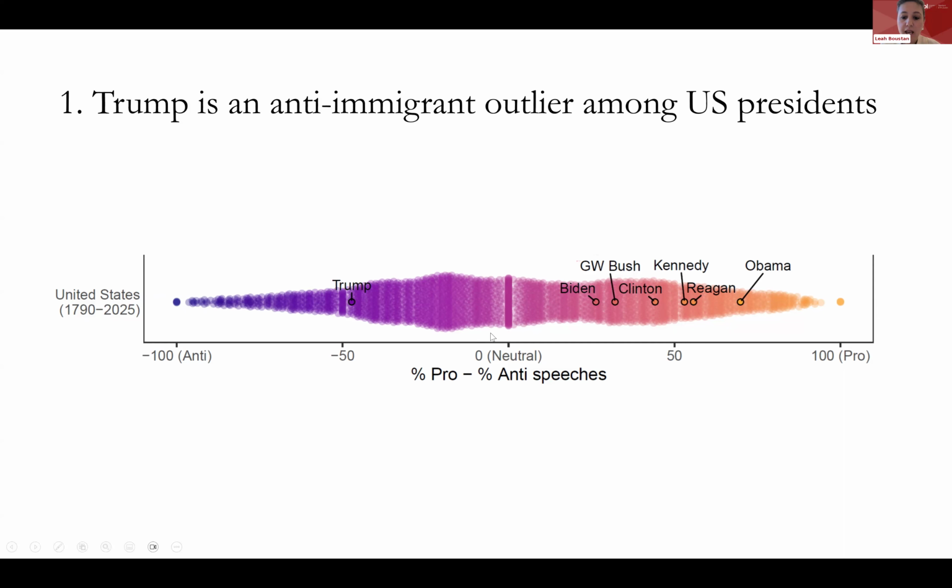So what are we looking at here? Each one of these underlying dots is a congressional representative or senator, and we're looking at their speeches that are on immigration topics, and we're classifying the speeches as either pro, neutral, or anti-immigration. And then for each individual, we can say what share of their speeches are pro and what share are anti. Around 40% of speeches are neutral. And so if we have something like -50, this is saying that around 60% of speeches are anti and 10% are pro. That's where Trump lies. But we can see that most of our presidents for the past 50 years or so have been very positive on immigration.